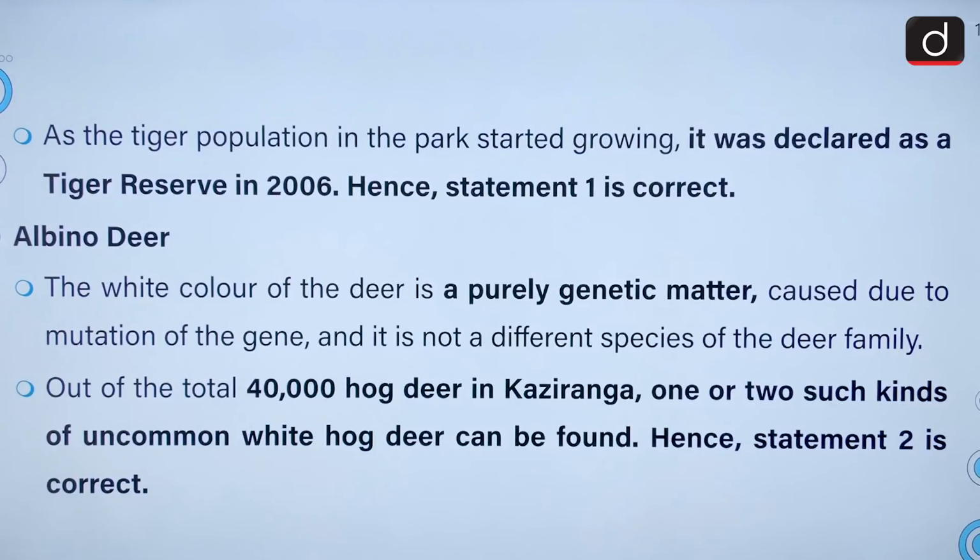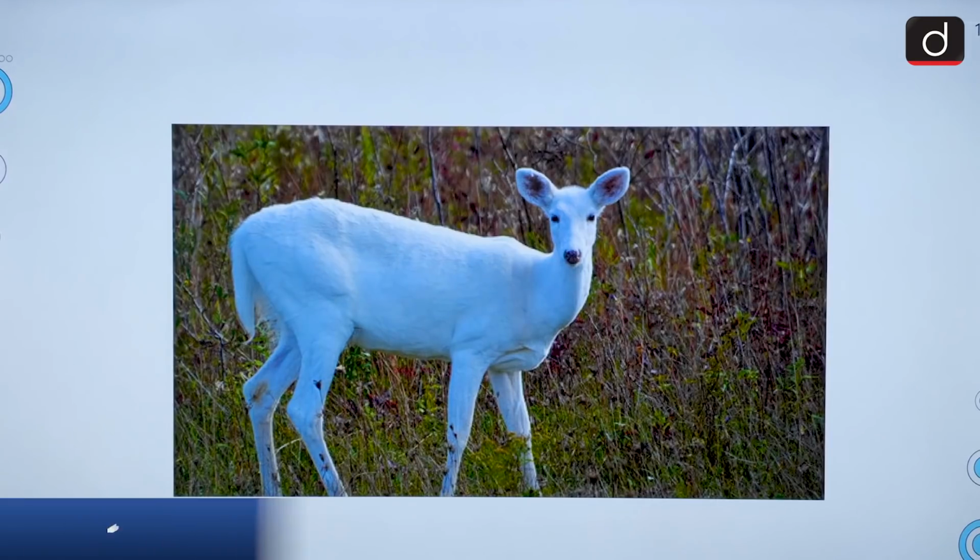The white color of the albino deer is purely genetic matter, caused due to mutation of the gene, and it is not a different species of the deer family. Remember this from the perspective of prelims. Out of the total 40,000 hog deers in Kaziranga, 1 or 2 such kinds of uncommon white hog deer can be found. Look at the albino deer, how cute it is.